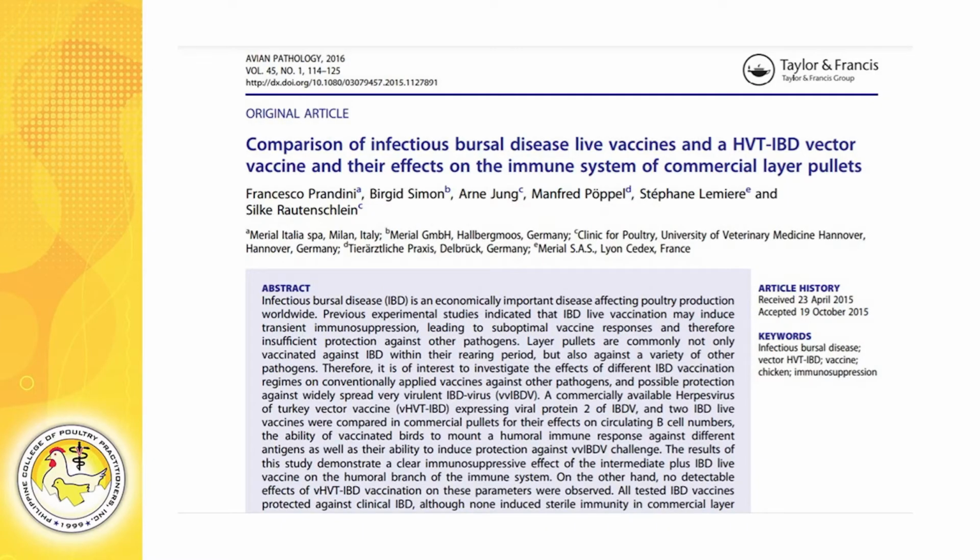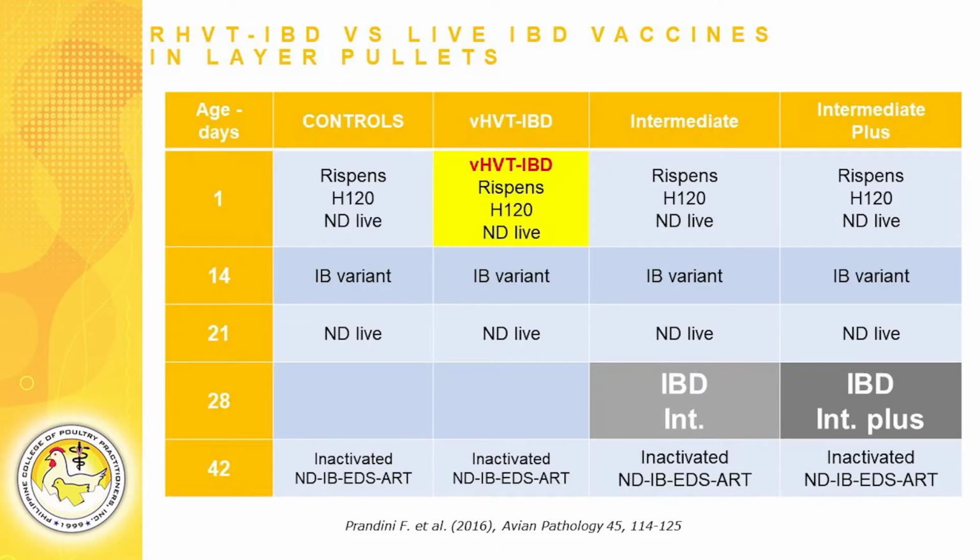Now I would like to talk a little bit about the advantages that the use of a recombinant vaccine against IBD will have on the immune system of commercial layer pullets. And this study was carried out in Europe. And here they compared 3 groups of layers. One group was vaccinated with a recombinant HVT IBD vaccine. The next one with an IBD intermediate type of vaccine, and the third one with an IBD intermediate plus type of vaccine.